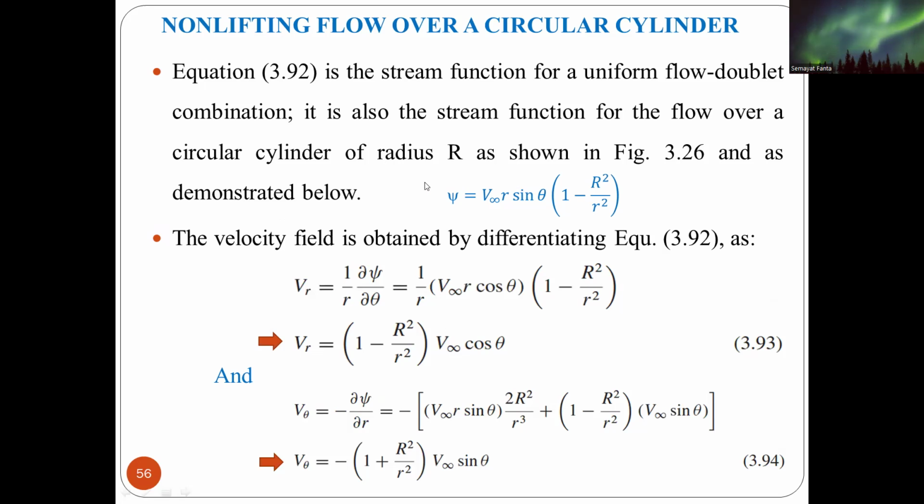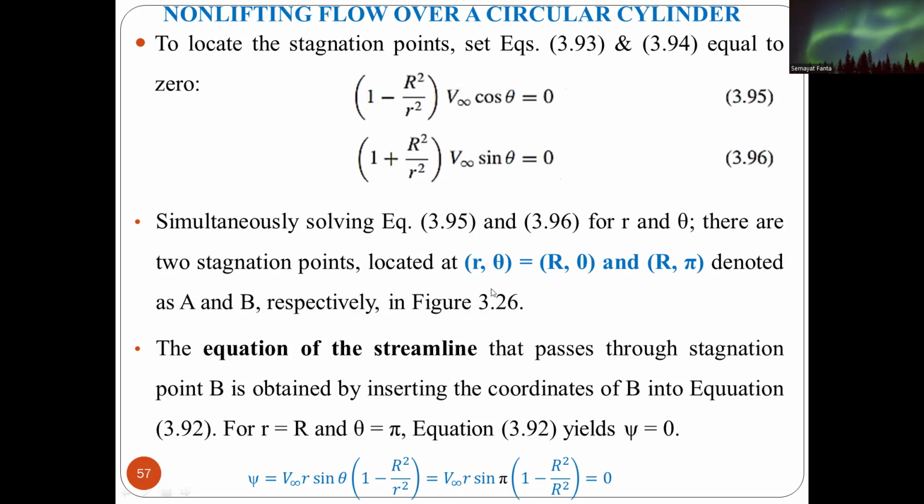So this is the psi equation. Differentiating, Vr is equal to 1 over r d psi d theta, and V theta is equal to minus d psi dr. Based on that, what we finally get are equations 3.93 and 3.94 for radial and tangential velocity. So these are the two velocities.